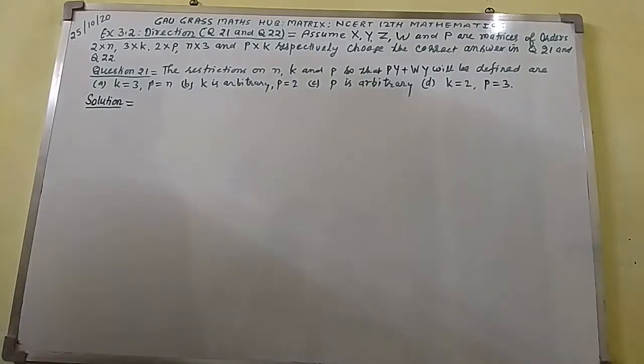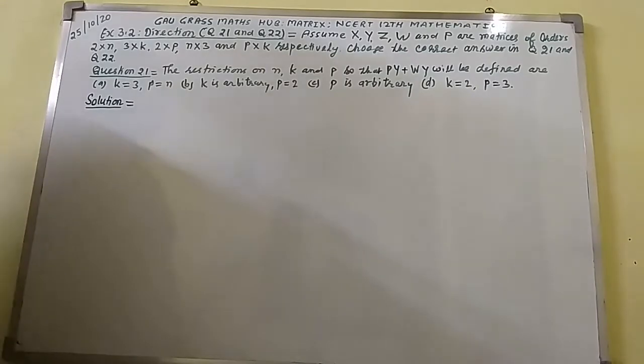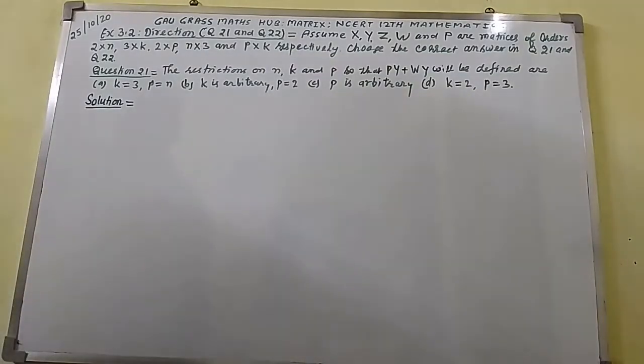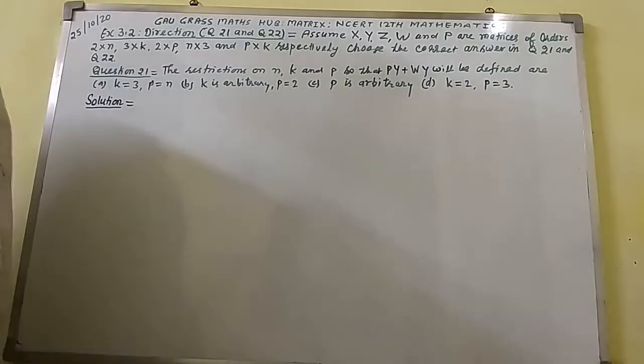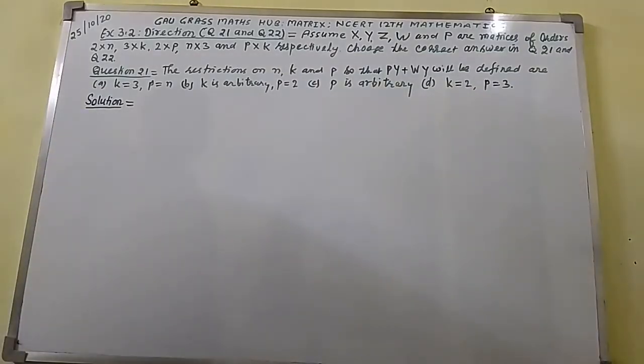Now coming to question number 21: the restrictions on n, k and p so that PY + WY will be defined are: option A, k = 3, p = n. Option B, k is arbitrary, p = 2. Option C, p is arbitrary. Option D, k = 2, p = 3.